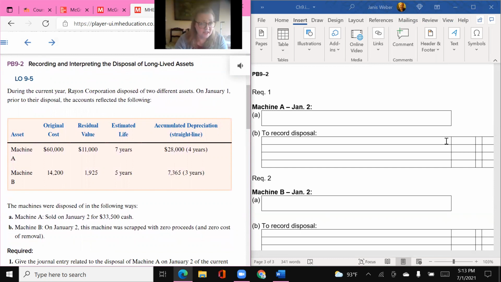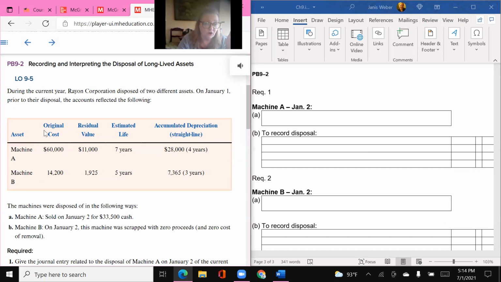Machine A had a cost of $60,000, residual value of 11, estimated life of 7, and accumulated depreciation of $48,000. Oh, being stretched over a 4-year period. Then machine B had a cost of 14.2, a residual of 19.25, an estimated life of 5 years, and accumulated depreciation of 7,365. So what they're doing is they're telling you not just what's on the balance sheet, but what is also in their notes about how they're calculating depreciation.